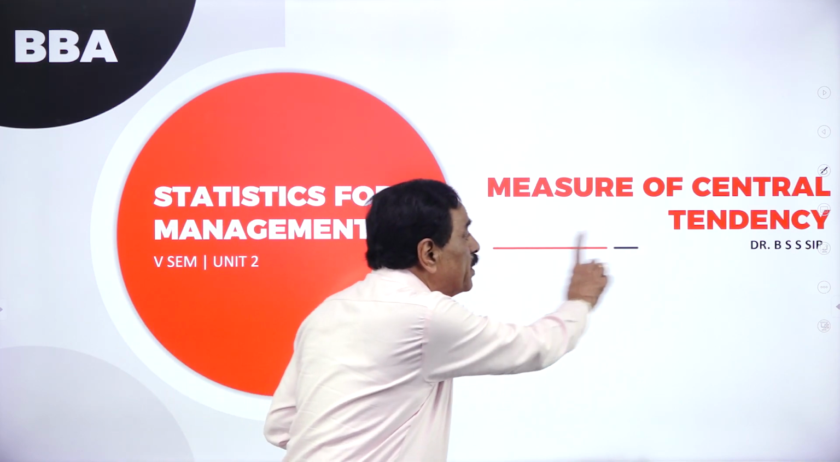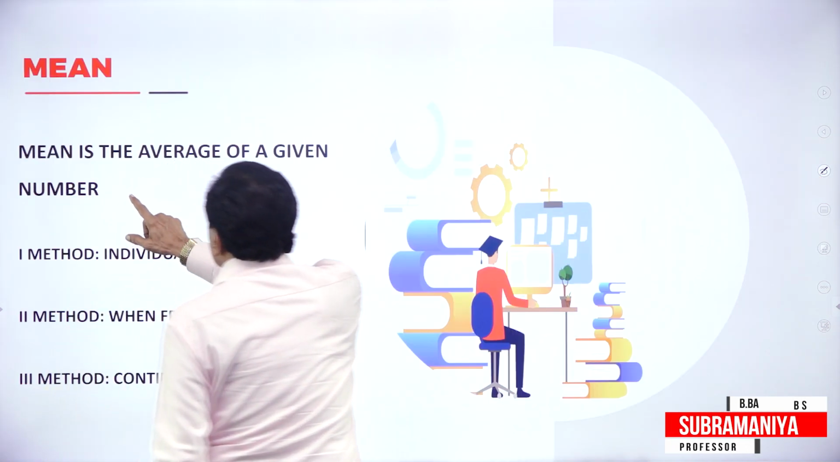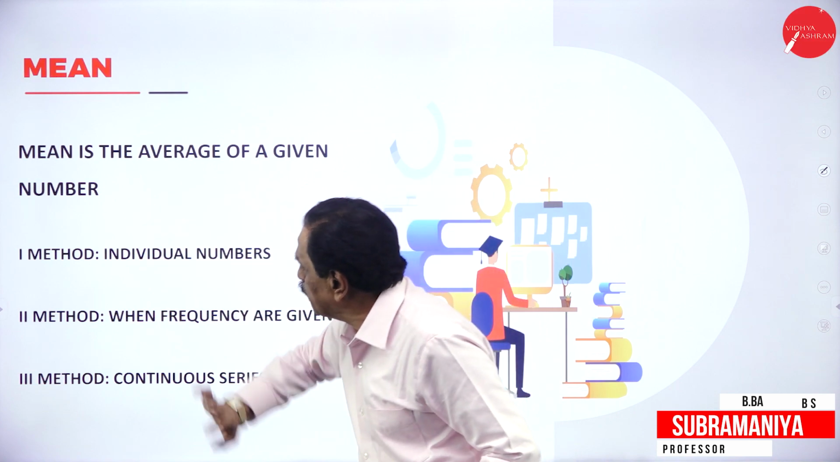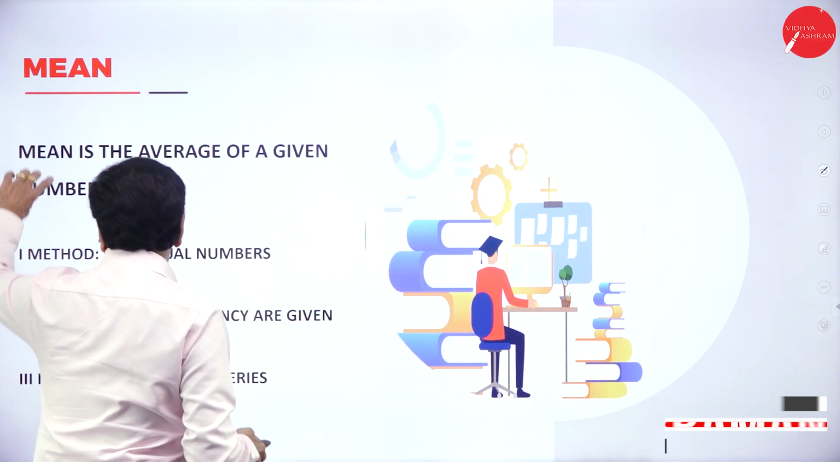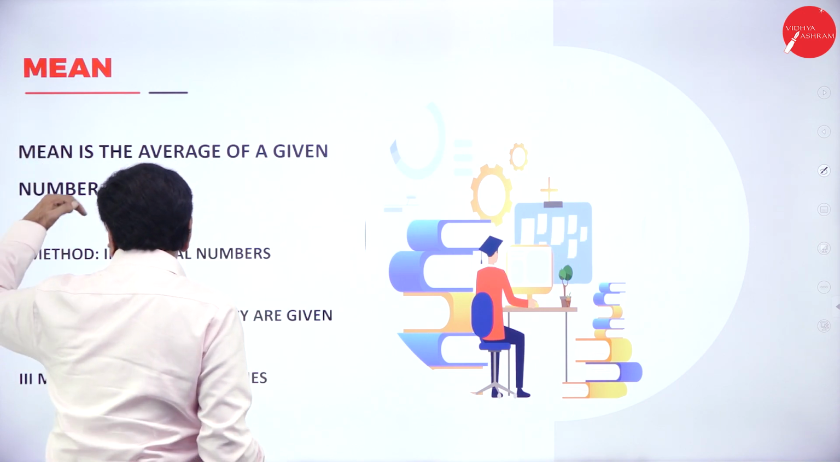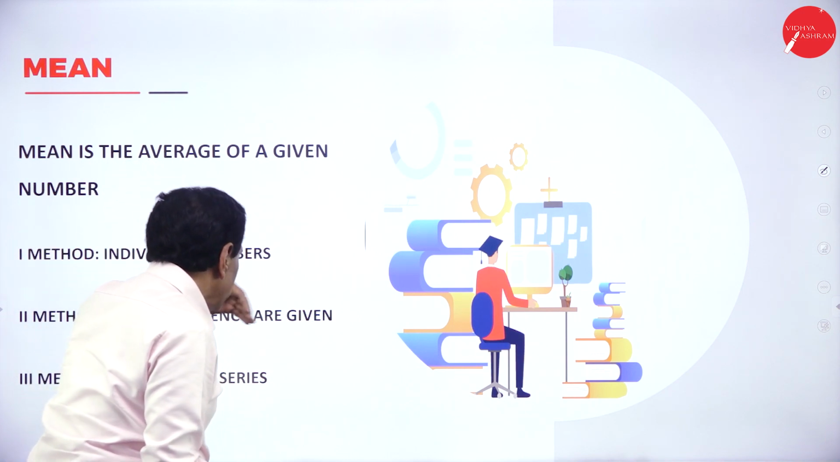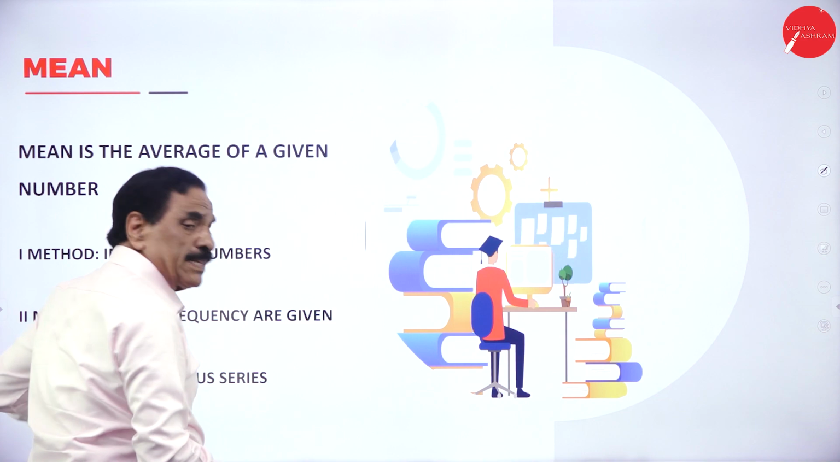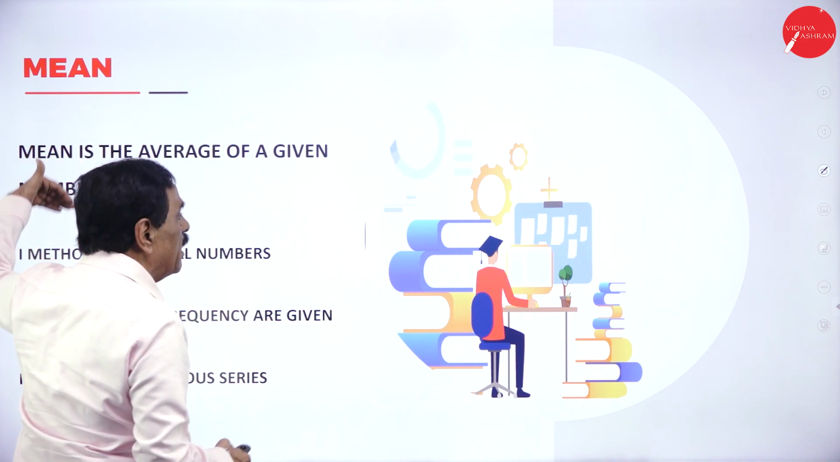First is called measure of central tendency, which contains mean, the average of a given number. In the mean, we have the first method, individual number. Second method, when frequencies are given. Third method, for continuous series. So mean is the average of a given number.